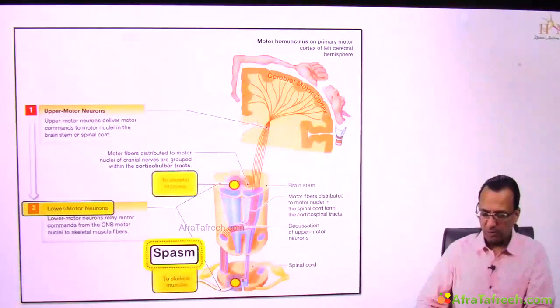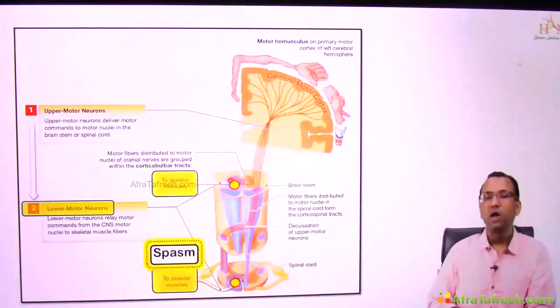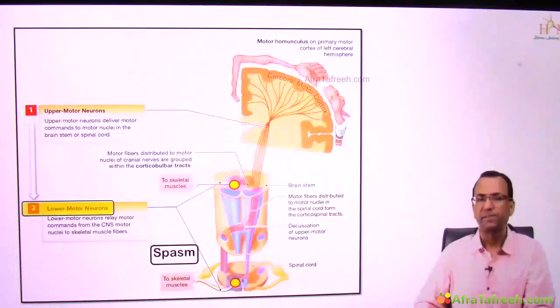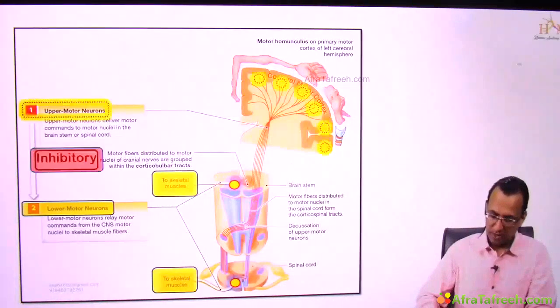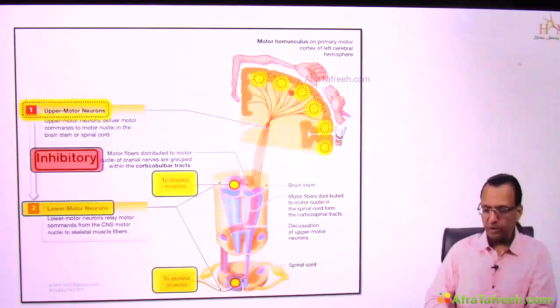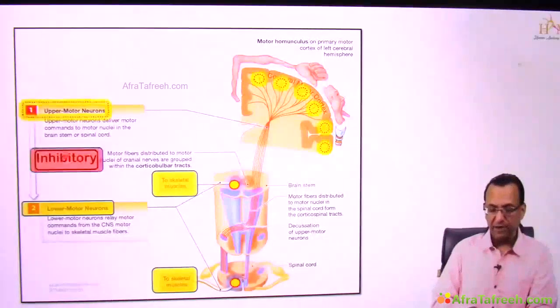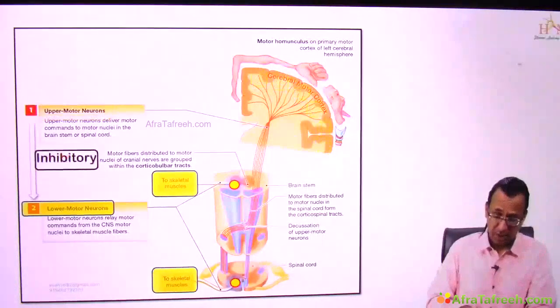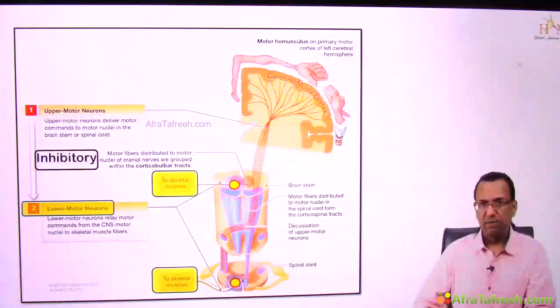So what will happen if I let them free to fire frequently? If you let the lower motor neuron free to fire frequently, then they will take the muscle to spasm and there'll be spastic paralysis. They must be inhibited. They must be modulated by the upper motor neuron. So upper motor neurons are inhibitory to lower motor neuron. Not necessarily. They can be excitatory also. They are actually modulatory, but they are definitely inhibitory. Because if they don't inhibit, then the lower motor neurons can be giving problems.